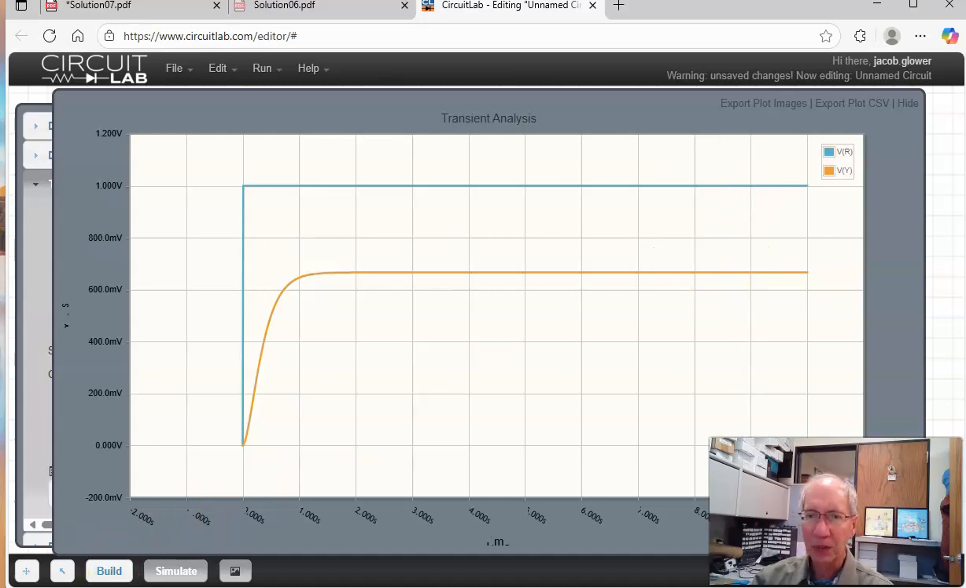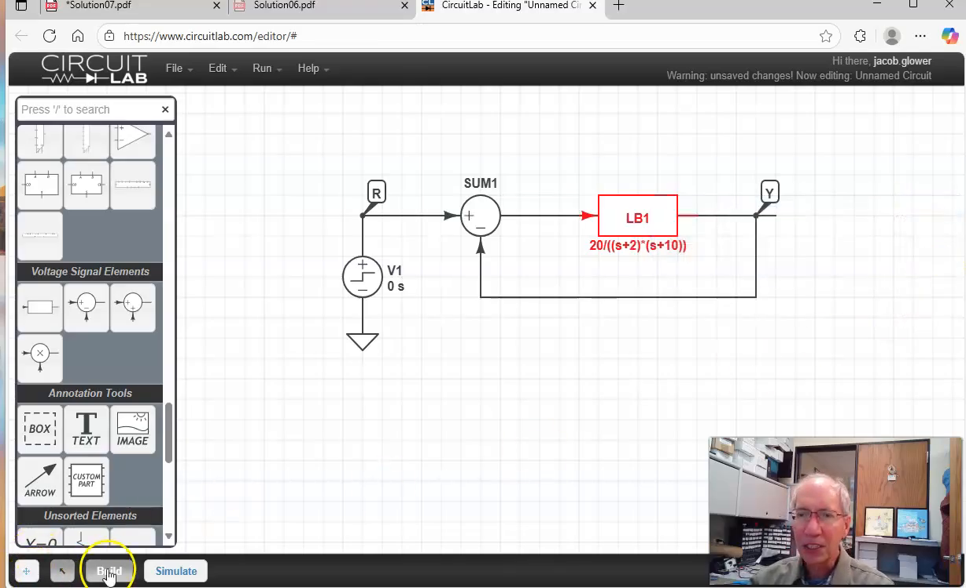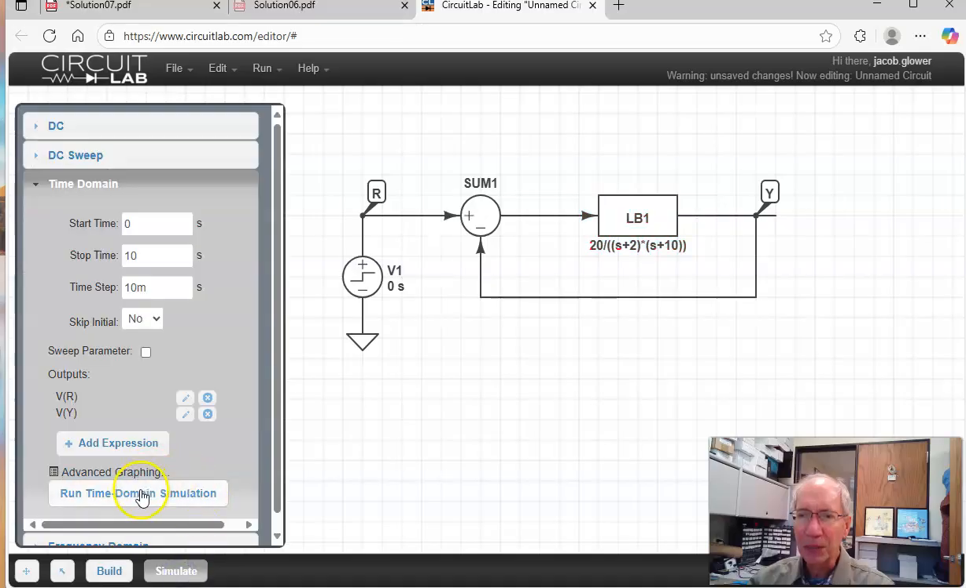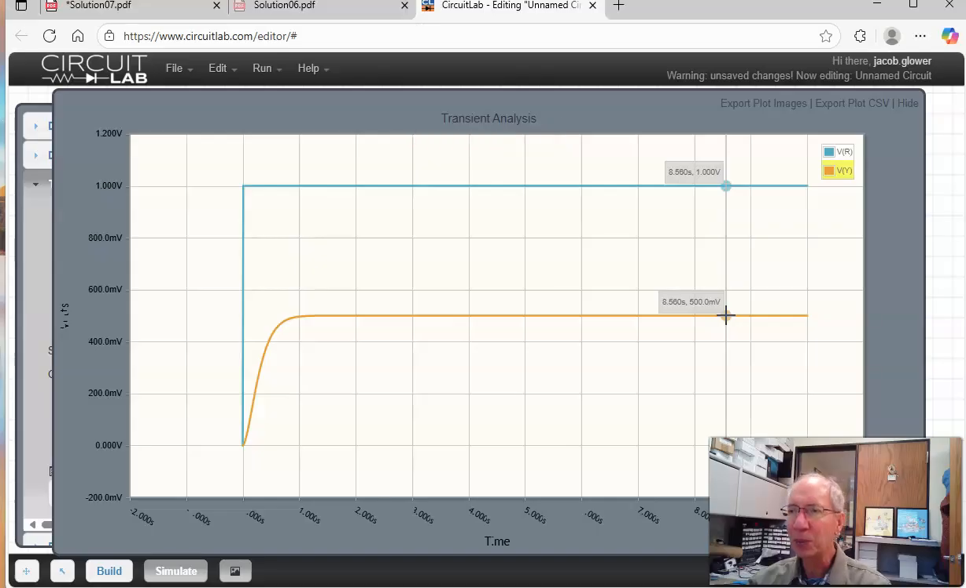Here's Y. And it's different because I got the wrong system. It should be 20 over s plus 2, s plus 10. Now run this puppy. And here's the output, 0.5. I missed the output by half. That's the steady state error per step input, the difference between R and Y.